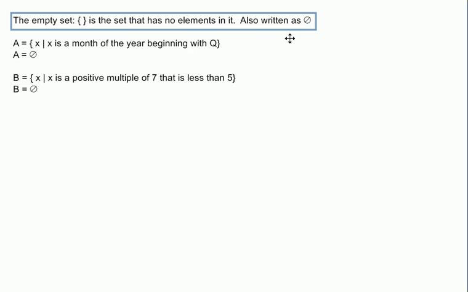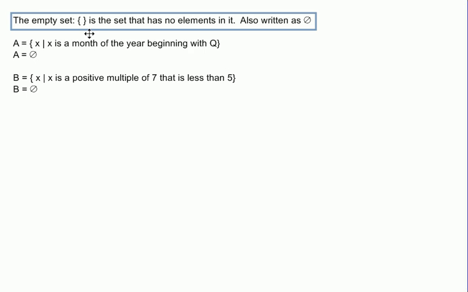Usually, mathematically, we use this circle with a line through it, the null symbol. That's probably how you'll see it in most math books. But if it's easier for you to understand that it's empty and reinforce that idea, you can certainly use the empty braces. So here's a couple of examples. The set A of all x's such that x is a month of the year beginning with Q. If you had to list out all of those months, there are no months that begin with Q, so you would use the empty set symbol.